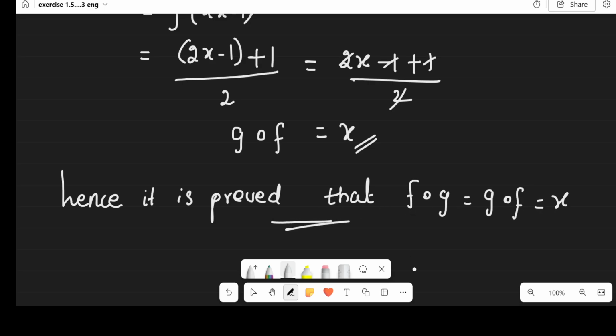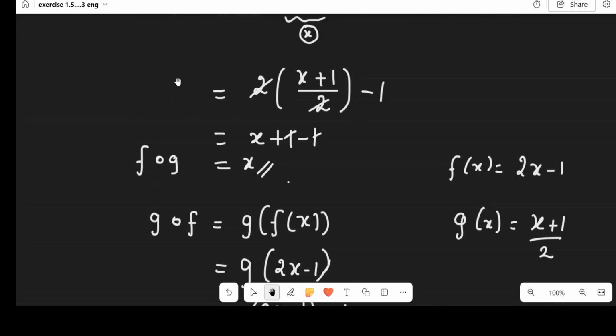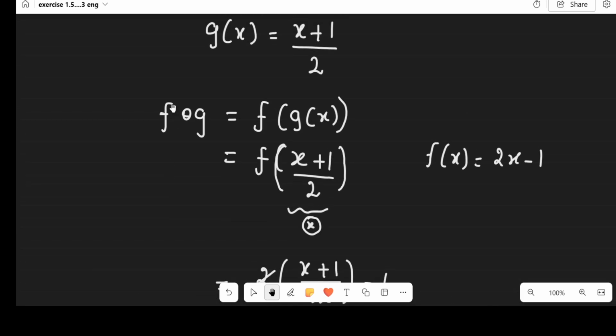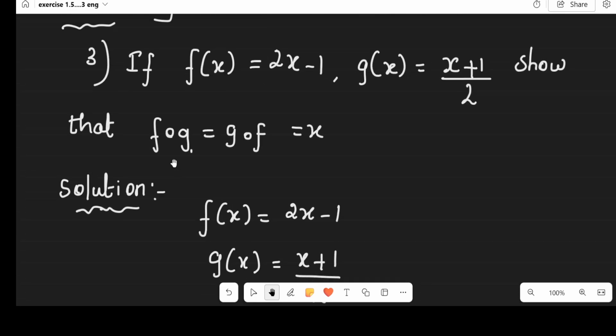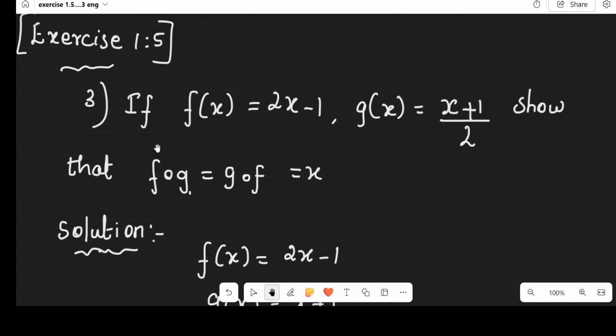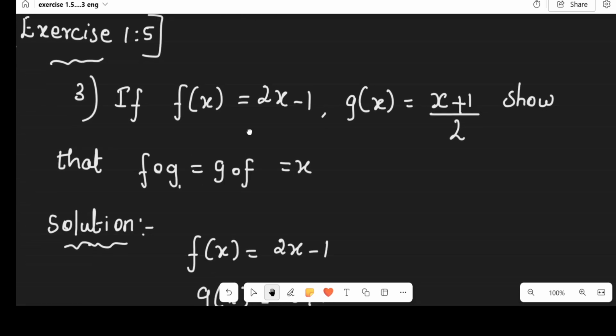This answer is very simple. If you understand the concept, you can solve this problem. First, try to understand the concept by checking out that video on composition of functions, so that you can solve this problem easily.